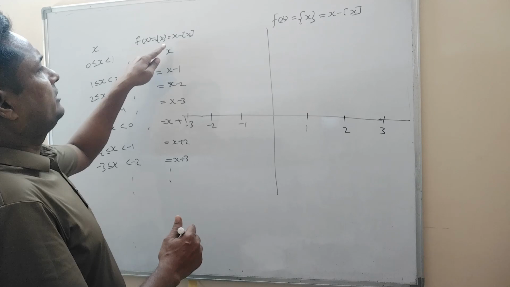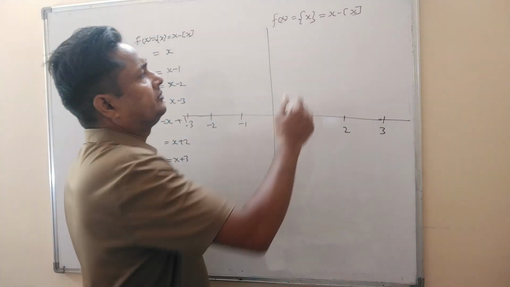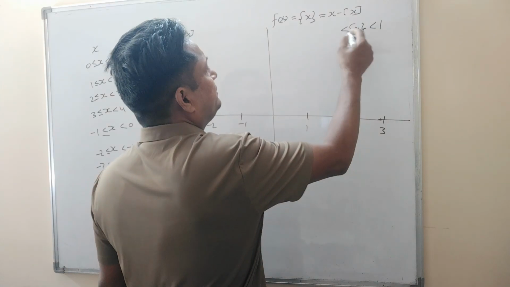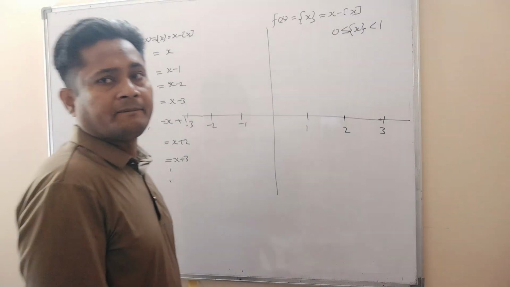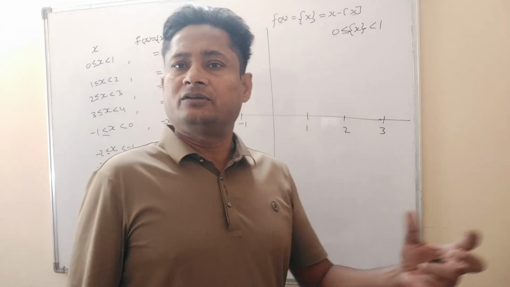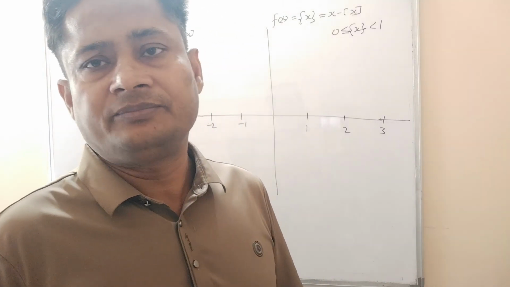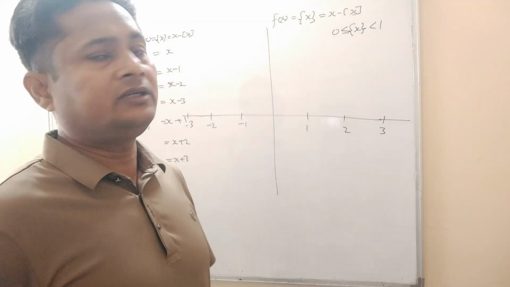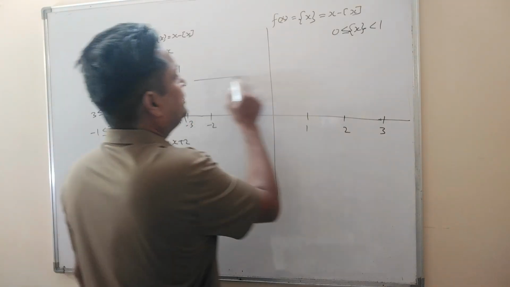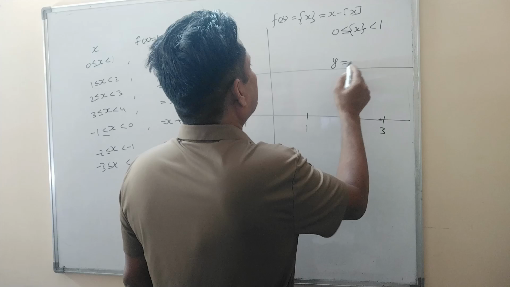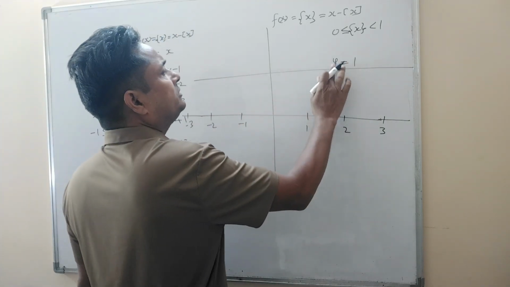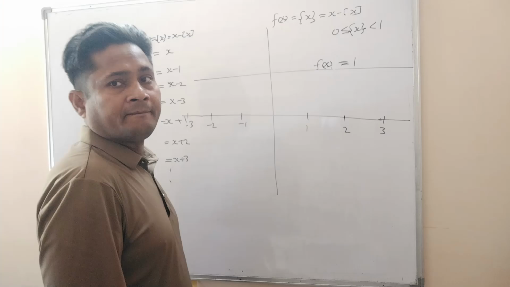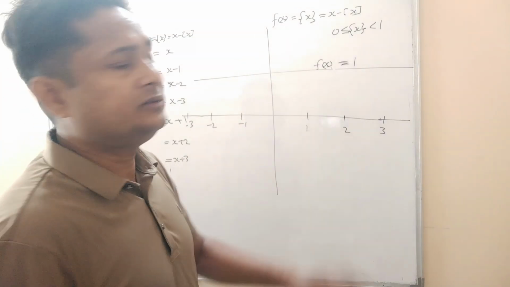see here, the value of the fractional function x always lies between 0 and 1. The fractional function always gives a fractional value, and its value will always be between 0 and 1. So draw here y equal to 1, or you can take f(x) equal to 1 as the maximum line.